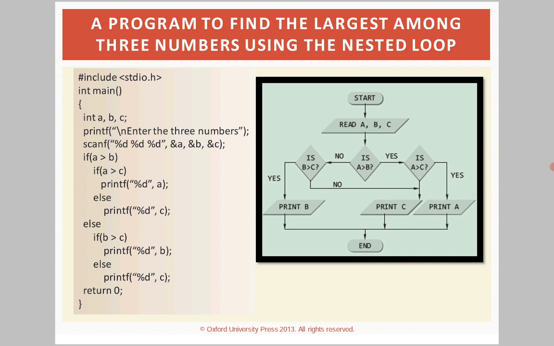What is a nested if statement? If an if statement contains another if statement inside it, it is called a nested if statement. So if A is greater than B, then if A is greater than C, printf A is maximum, else C is maximum. Else, if A is not greater than B, we test B and C. If B is greater than C, then printf %d B, else printf %d C, return 0.